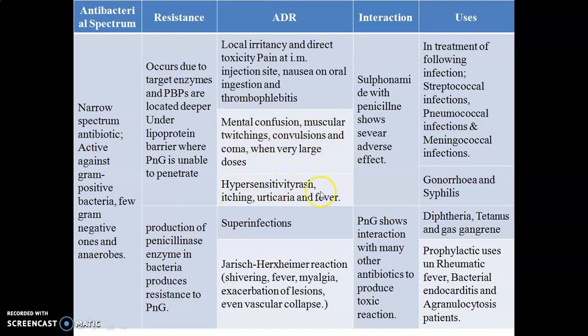Then hypersensitivity and rashes occur because penicillin has a tendency to show hypersensitivity reactions. Superinfection is another side effect that occurs with penicillin, where there is a hiding of a superficial or simple infection, but after stoppage of the therapy that infection shows a wide range of adverse effects. Then next is the Jarisch-Herxheimer reaction.